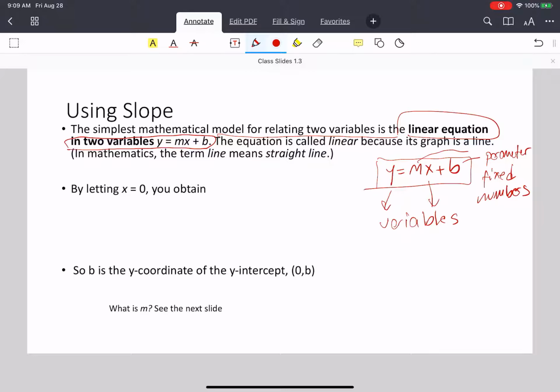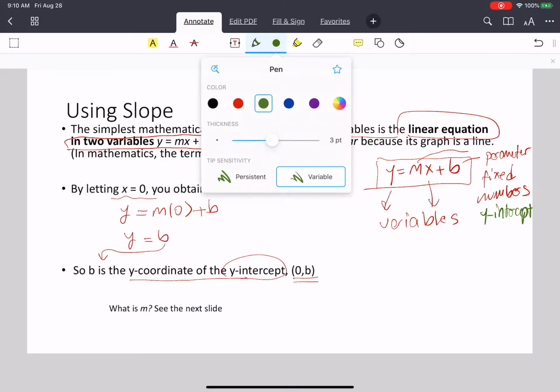So in this equation, by letting x equal 0, we get y equals m times 0 plus b. So we get y equals b. And you may remember that replacing x with 0 basically leads us to find the y-intercept. So what that means is that y equals b is actually the y-coordinate of the y-intercept, 0 comma b. So for that reason, b is always going to be the y-intercept of equations like this.